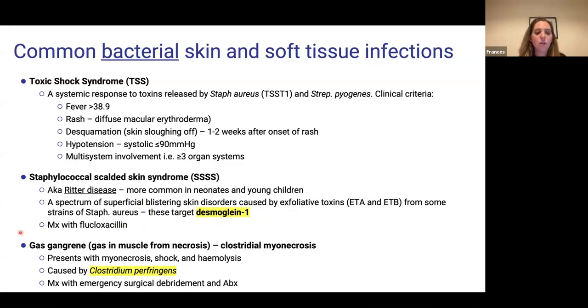And then gas gangrene, this is essentially where you get gas in the muscle because the muscle is undergoing necrosis. So this is typically caused by Clostridium perfringens. So this is why it's called clostridial myonecrosis. So patients are obviously going to be very unwell and they need emergency surgical debridement and antibiotic therapy.